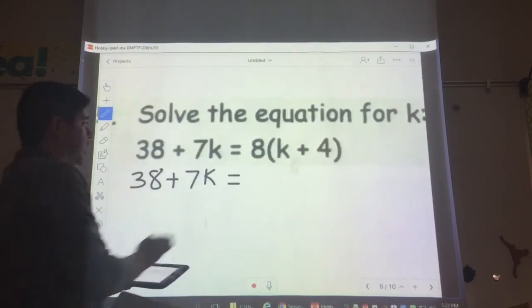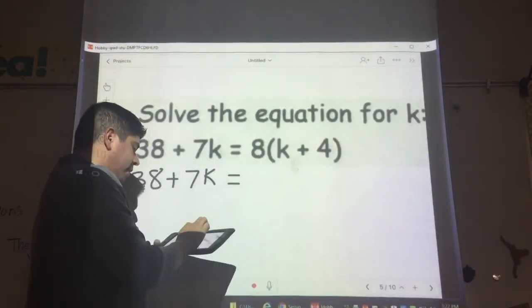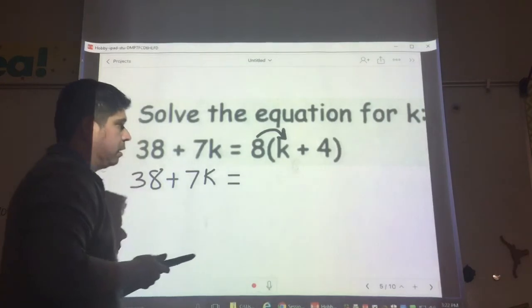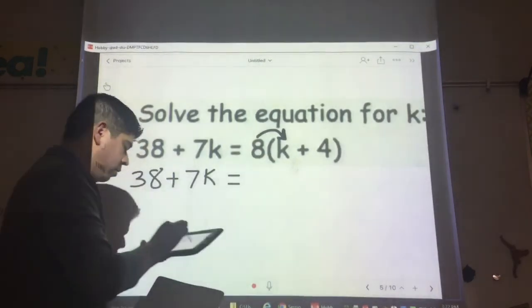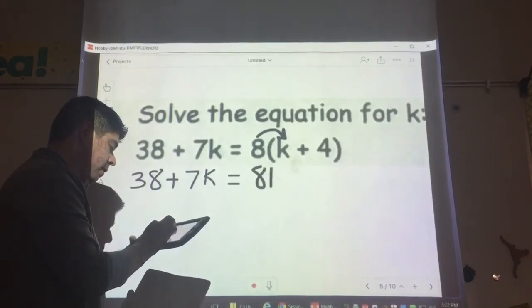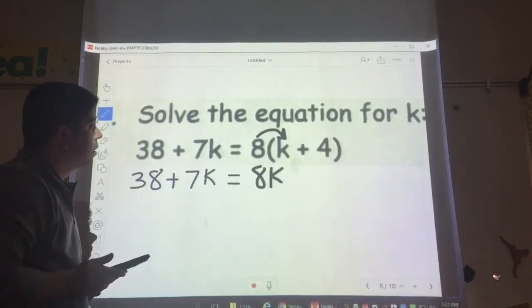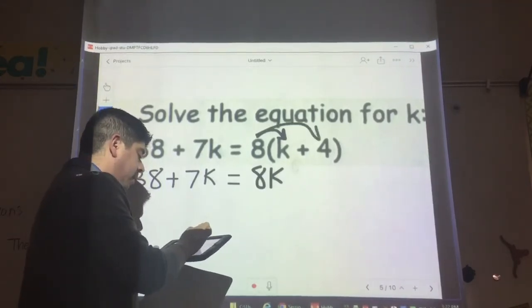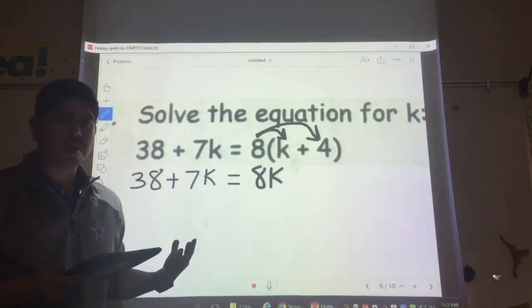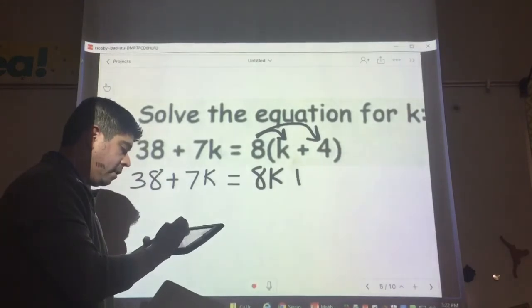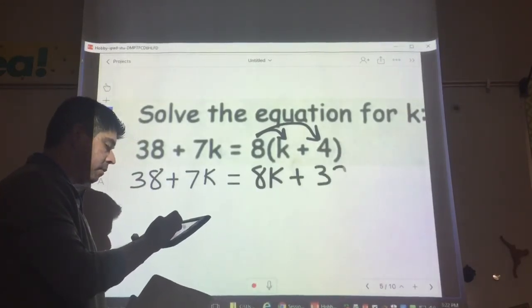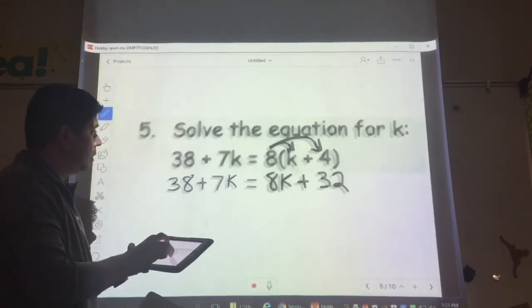Alright, so now like I said, I'm multiplying everything in here. So 8 times k is really like 8 times 1k, which would end up being 8k. Now 8 times a positive 4. 8 times 4 is 32, and it's positive, so it's going to be 8k plus 32.